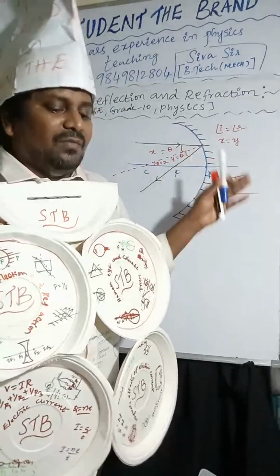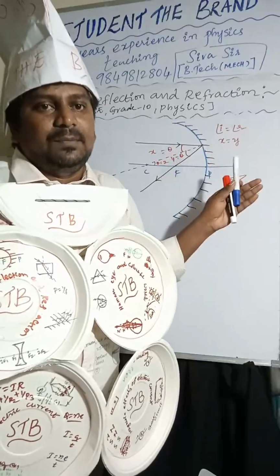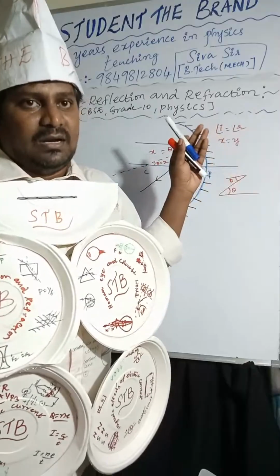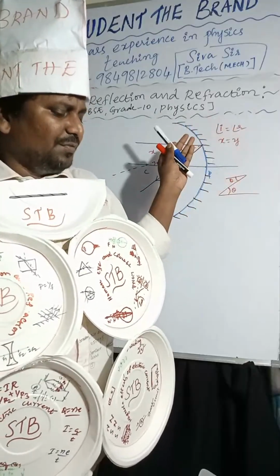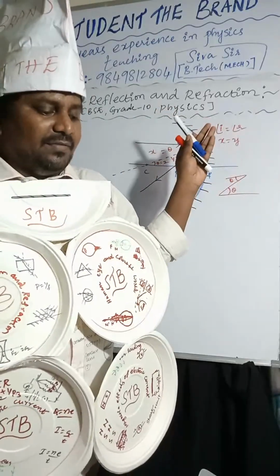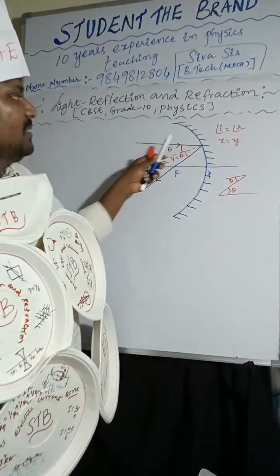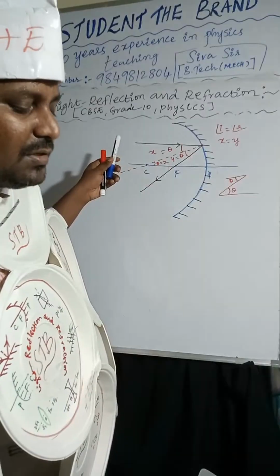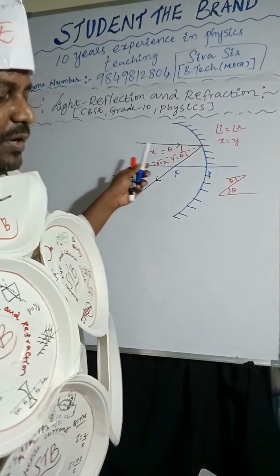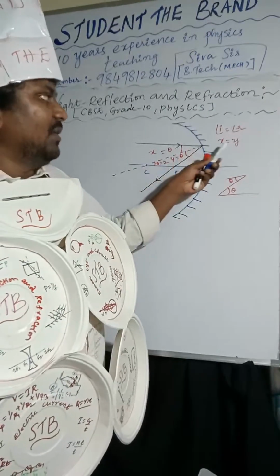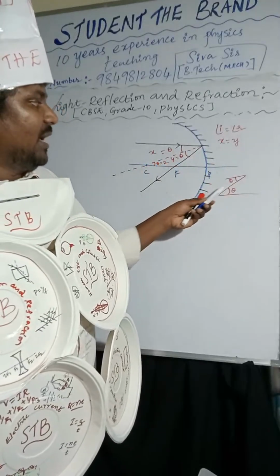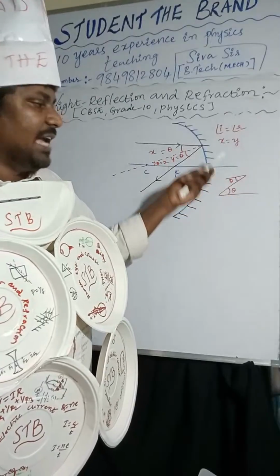For our convenience, for understanding the phenomenon, I am giving these points. Here I'm considering the angle of incidence equal to the angle of reflection. Now x and y are equal. According to the alternate angle rule, if this angle and this angle are equal, right?